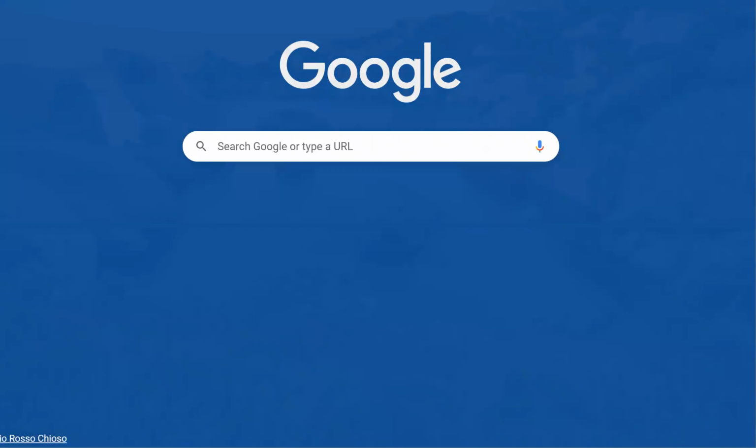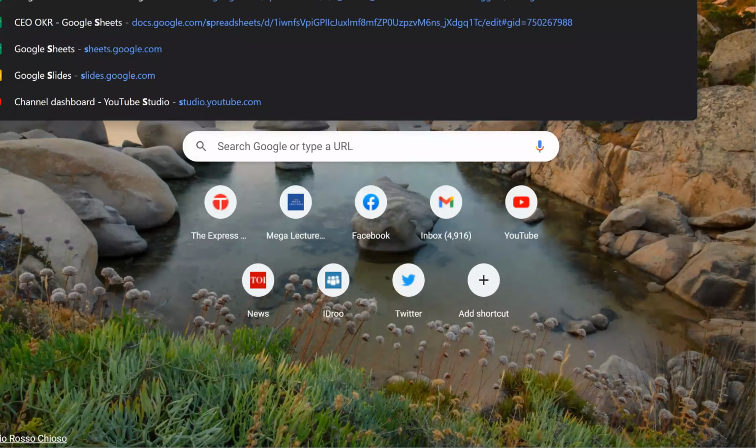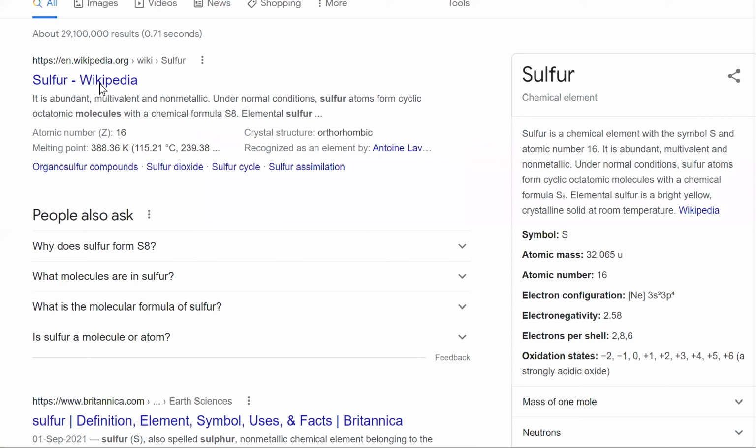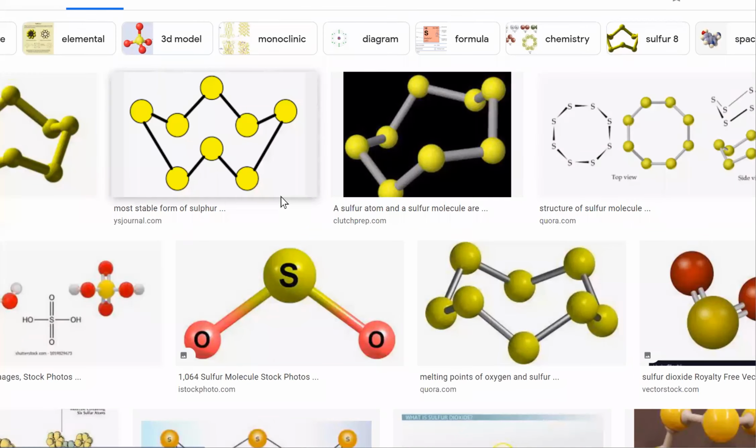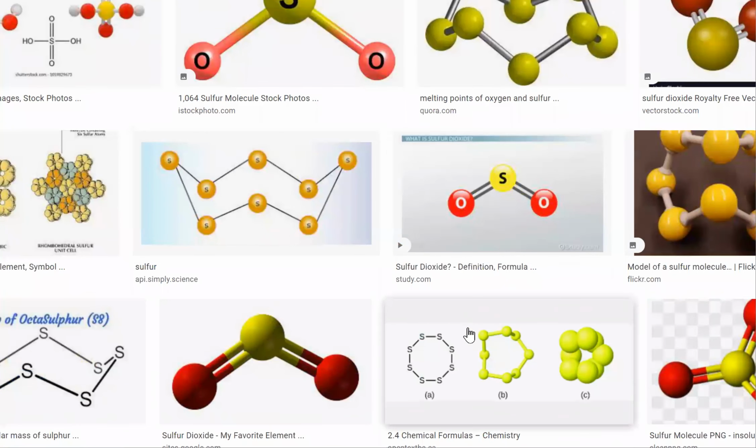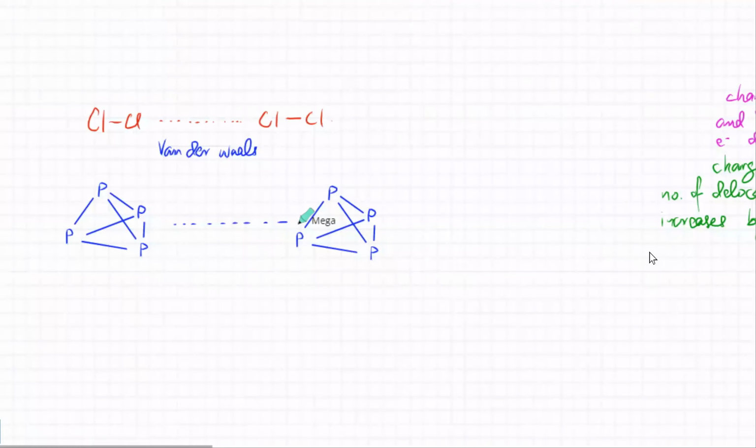So the sulfur molecule is this thing. I'll just copy this. So the sulfur molecule is usually S8. It's 8 sulfur atoms bonded to each other. So I'll just draw it. So it's basically 8 sulfurs, all bonded to each other.